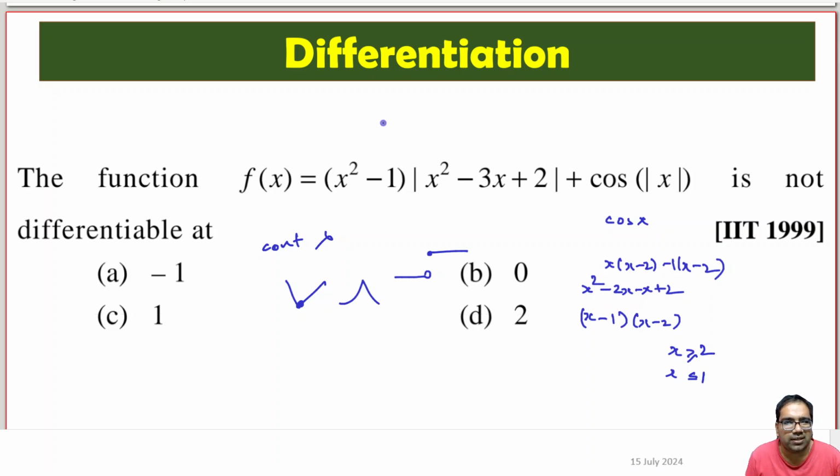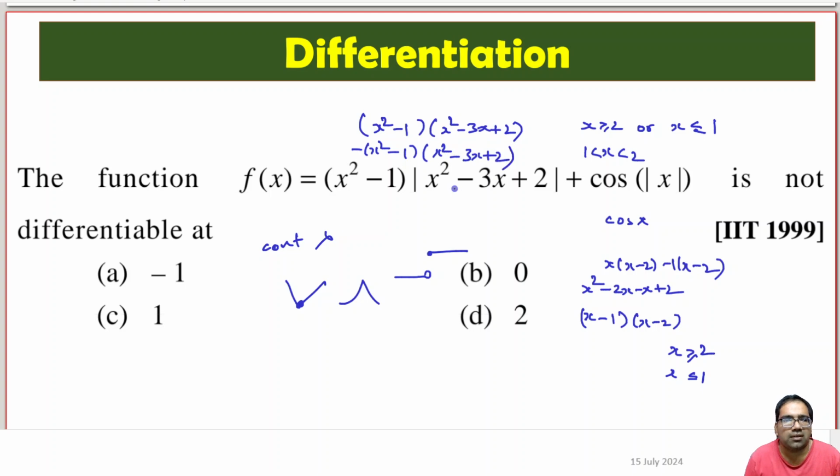Right, so this we can write as x square minus 1 times x square minus 3x plus 2 as long as x is greater than or equal to 2 or x less than or equal to 1. Otherwise, if it is lying between 1 and 2, this becomes minus of this one, right? Absolute value of this thing, because this expression is negative. If x is lying between 1 and 2, this expression is negative, so we'll write it as minus of x square minus 1 times x square minus 3x plus 2, right?